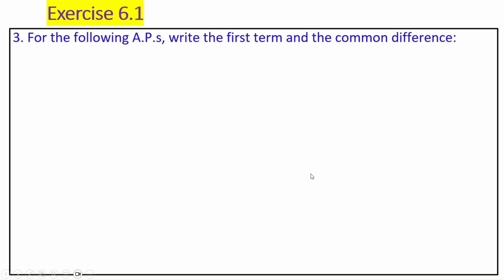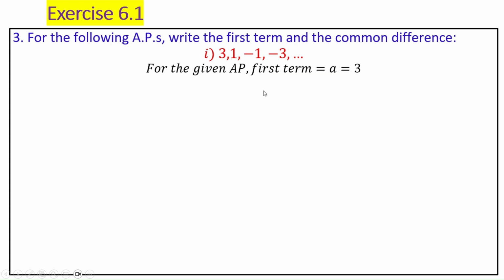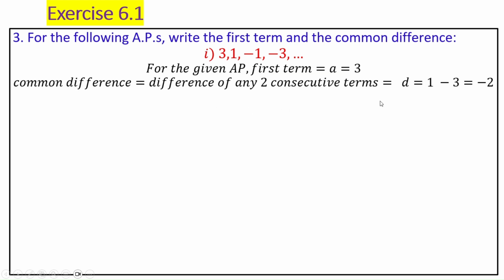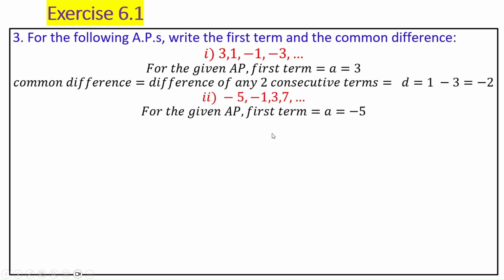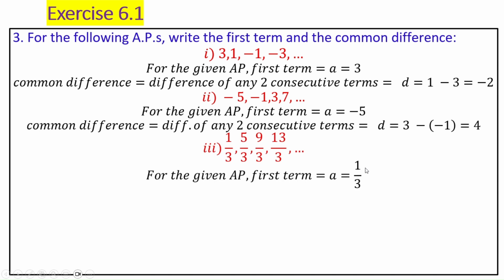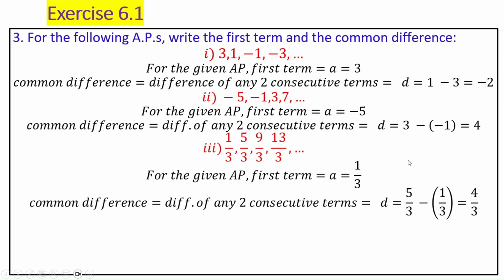Next. For the following APs, write the first term and common difference. This is very simple. What is the first term here? Of course, we can see clearly it is 3, so A equals 3. The common difference: it is given that they are already in AP, so you just take any two consecutive numbers and find the common difference. I took the second one and the first one, that is 1 minus 3, which is minus 2. Minus 2 is the common difference D. Same way, just follow the same template for the other problems also.